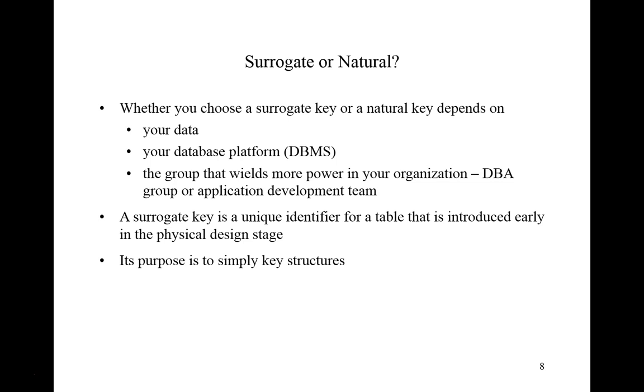Then it's the key of the parent, or the entity type with a one, that gets included within the child, or the many, as a foreign key to capture the relationship. So this means that whatever the primary key might be, the same key will appear as a foreign key in each child instance within this relationship. Thus, when we mention simplifying key structures, we are referring to both the primary key and the foreign key.